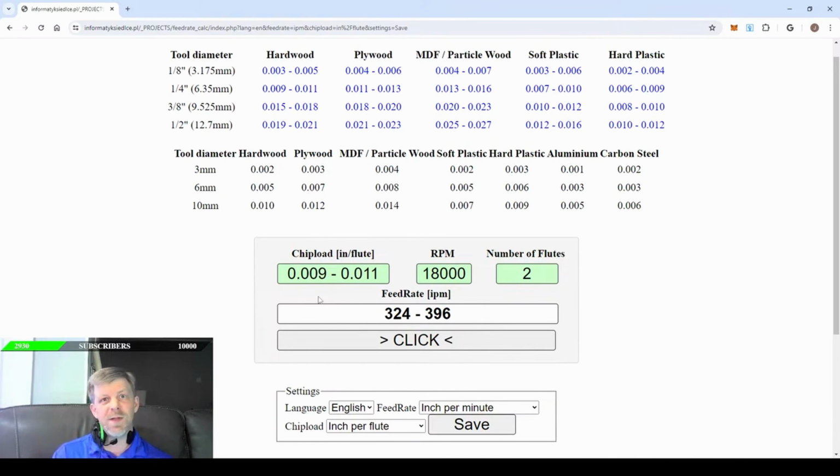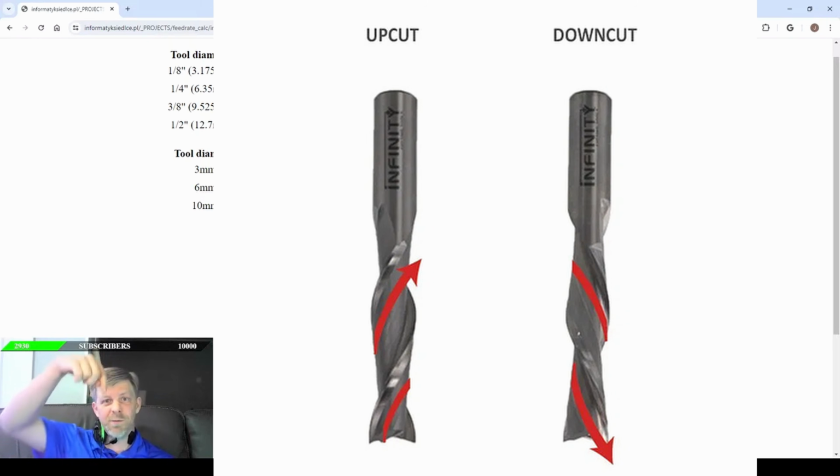One thing to note is that there's a difference between downcut, upcut, and compression bits when it comes to chip load. A downcut bit is forcing the chips downwards towards the base of the bit, and so the base of the bit is actually recutting those chips at the bottom. An upcut bit is forcing the chips up and out of the project. And so because of that, an upcut bit can achieve a slightly higher feed rate than a downcut bit. So when it comes to speed, upcut will always produce a faster cut.